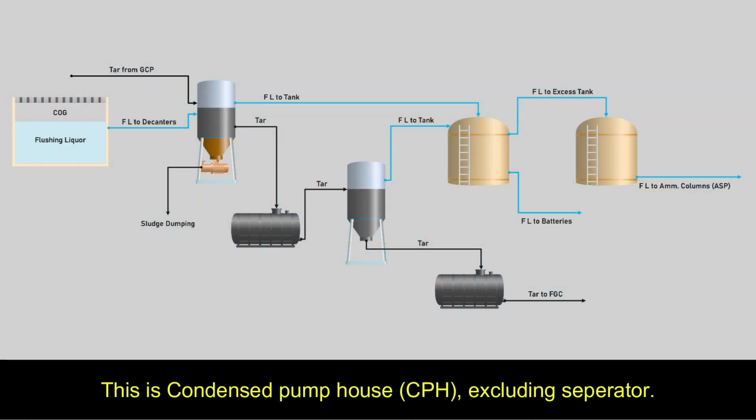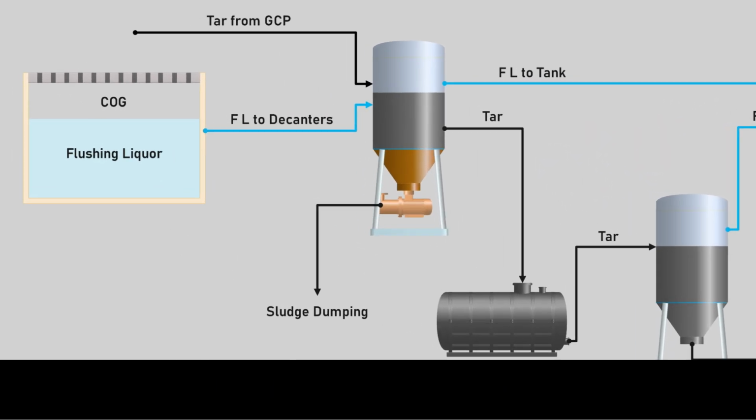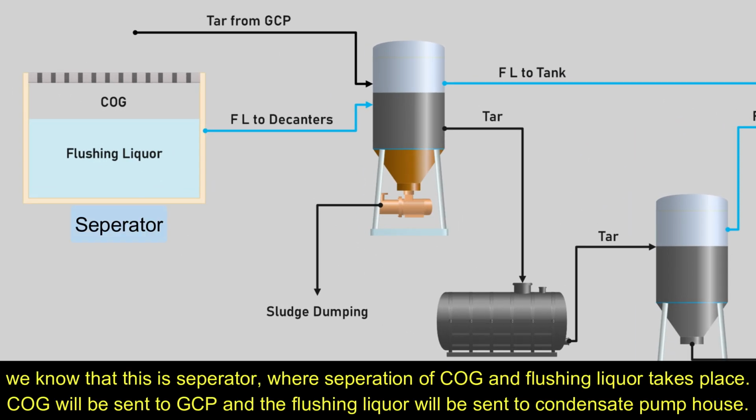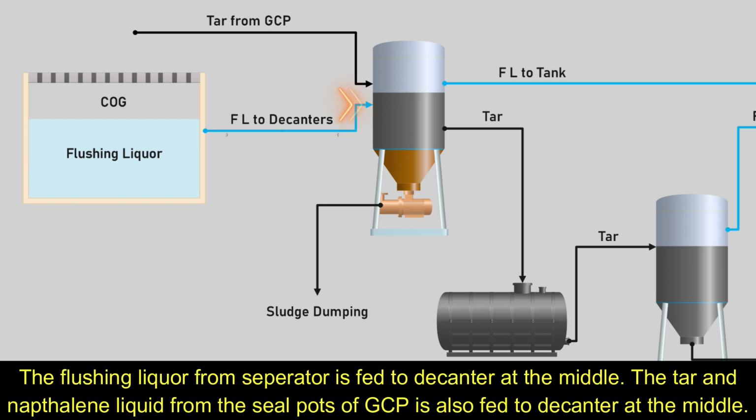This is the condensate pump house, excluding the separator. We know that this is the separator, where separation of coke oven gas and flushing liquor takes place. Coke oven gas will be sent to the gas collecting plant, and the flushing liquor will be sent to the condensate pump house. The flushing liquor from the separator is fed to the decanter at the middle.